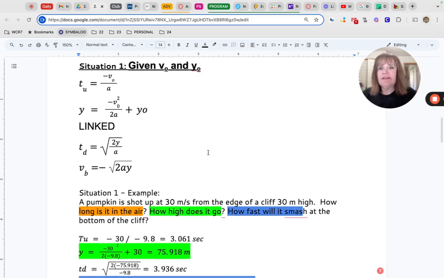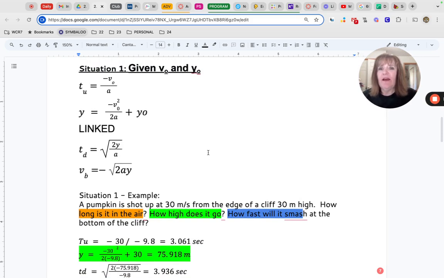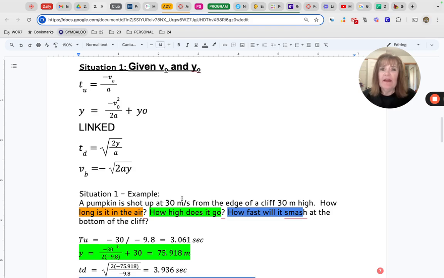Okay, so in this first example, we're given V naught and Y naught. So we want to find our time up, our ultimate height, our time down, and our velocity at the bottom. In the situation, you're given your V naught of 30 meters per second and your Y naught of 30 meters. And you have four things that you have to find, because you're going to find time up.